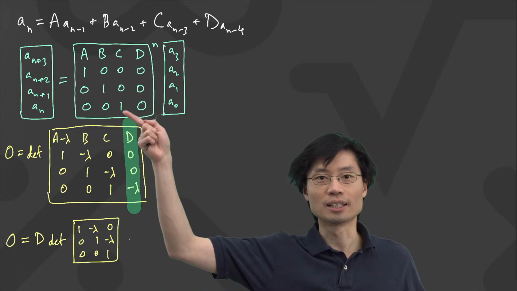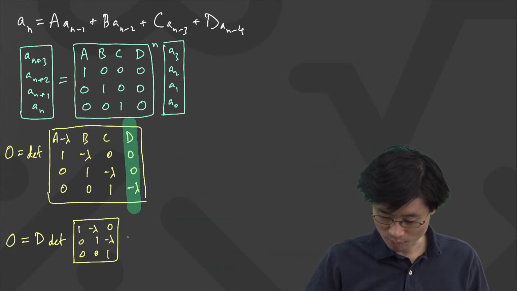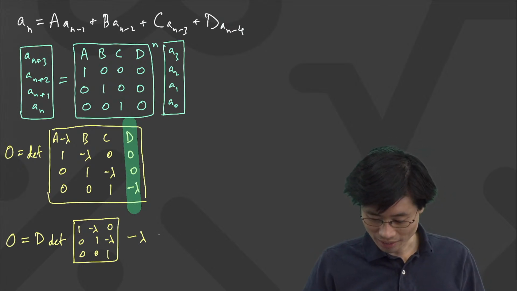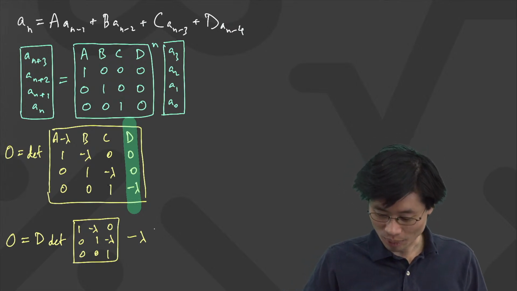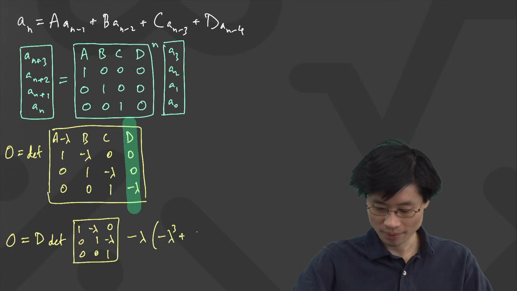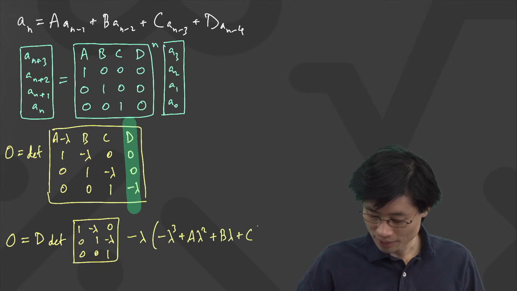I can't keep track. It's minus for the d, and then plus, and then minus, and then it's plus. Okay, so it's minus lambda times the determinant of what we saw before. And what we saw before had a negative lambda in it, I think. Yeah, I remember now. What we had before was negative lambda cubed plus a lambda squared plus b lambda plus c.